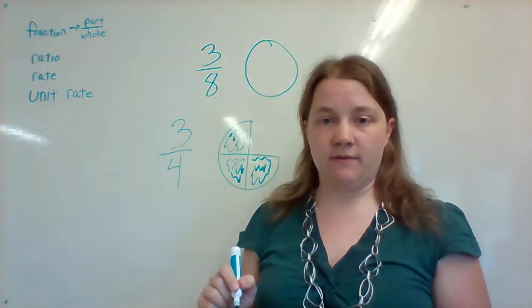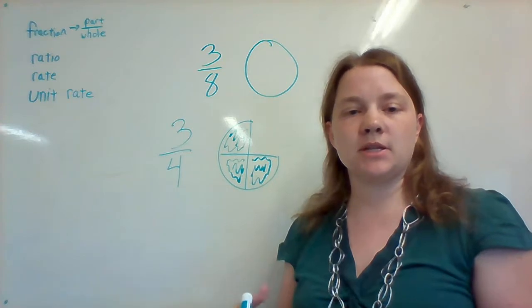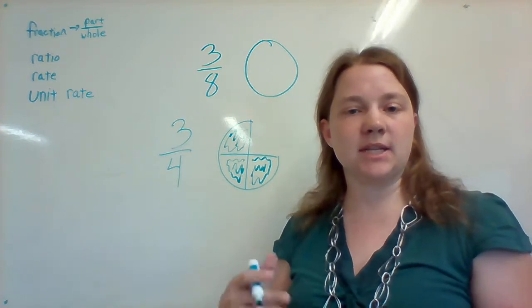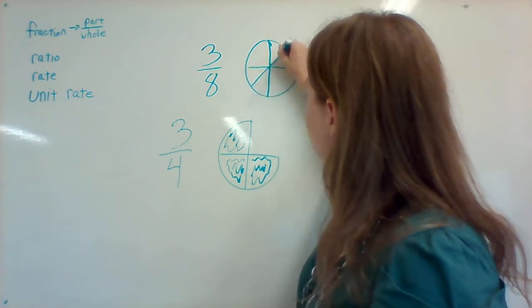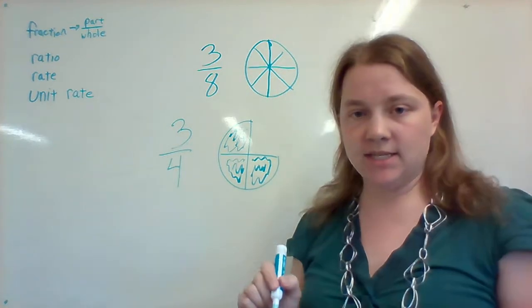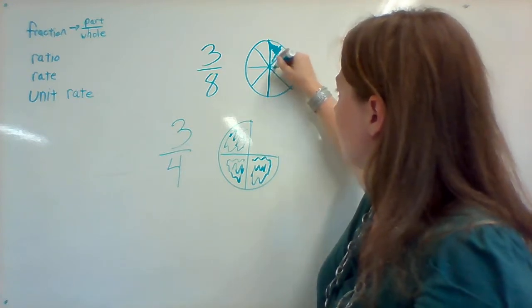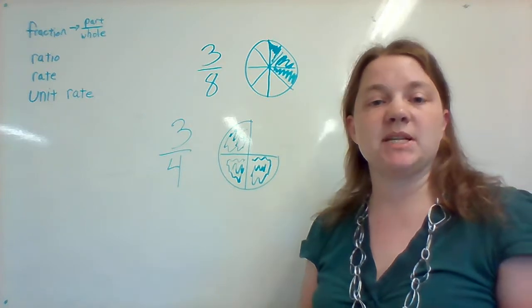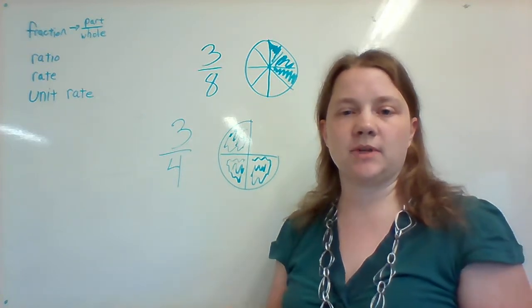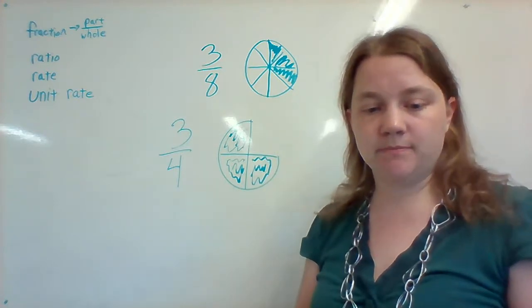If I have 3/8, you're going to see that the pieces get smaller, so that 3 is going to mean that you're getting less pizza even though you're getting the same amount of slices. So we have our 8 slices. We still get 3, but you can tell that now there's much less of the pizza there for us to eat. Even though it's still 3, those pieces are much smaller than those pieces.